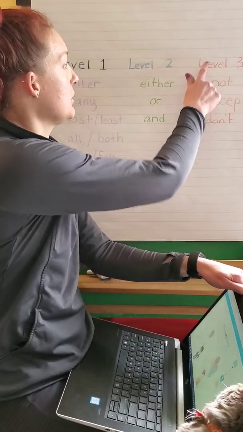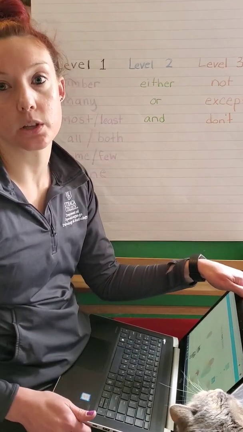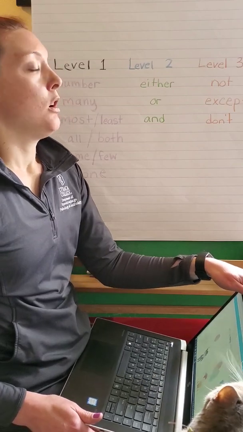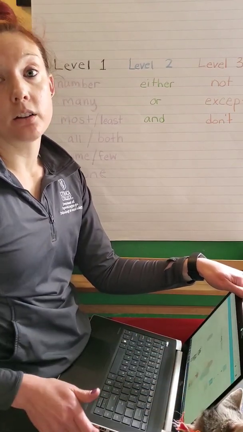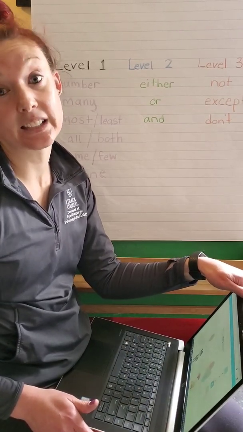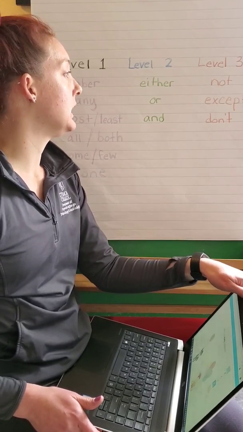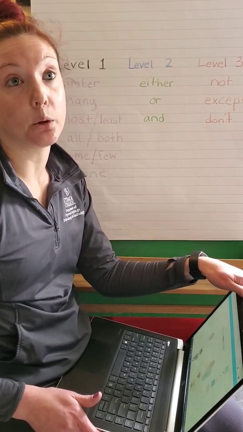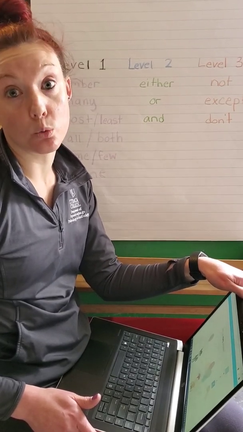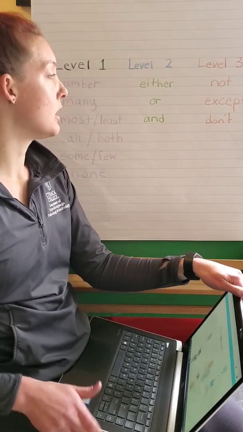And then for level 3, we would use the words not, except, don't. So those are negating terms. That's why they're a little harder. So give me the ball, but not the doll. Give me all of the balls except the yellow one, or except one. Don't, we could say, give me the crayons, but don't give me the red one. So again, it's negating. It's a little harder concept.